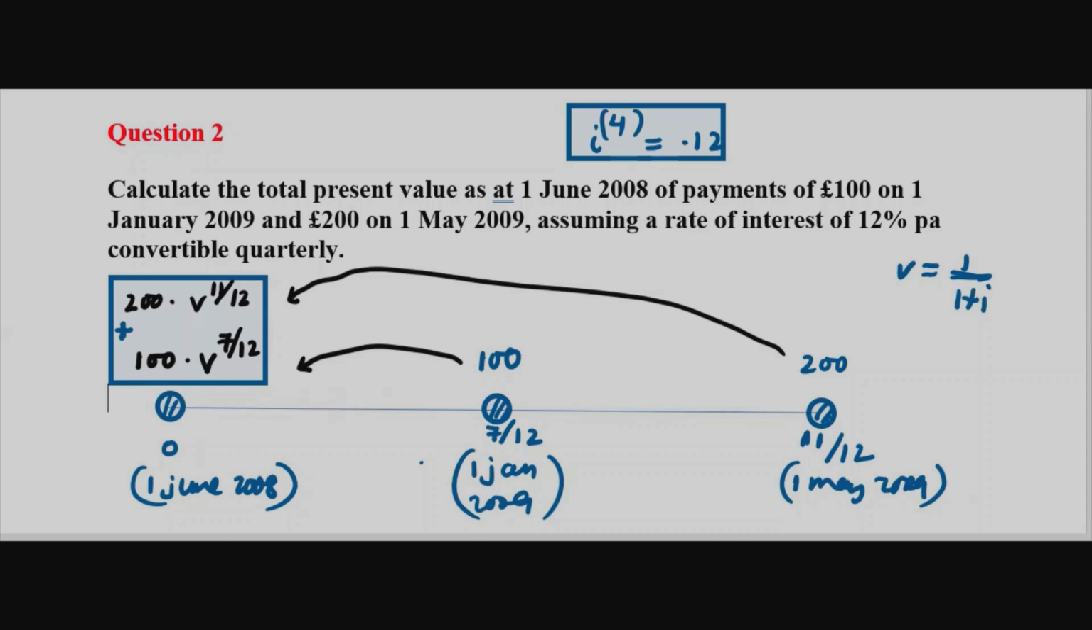From I4 you have to find I, and you can use this equation. Is there any other way you can answer? Are you comfortable with this? Okay. Anyone suggest any other way?